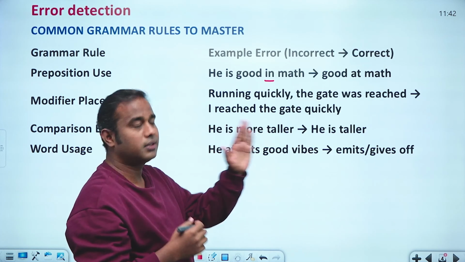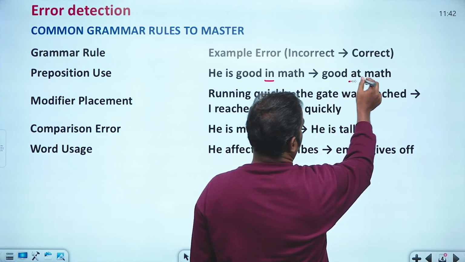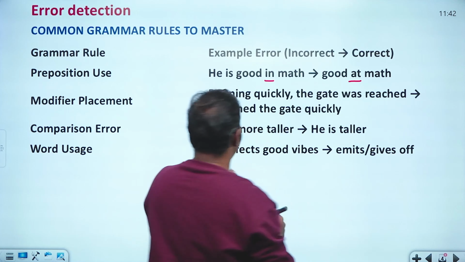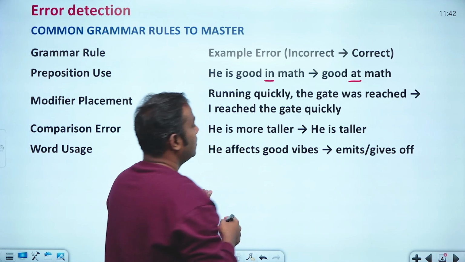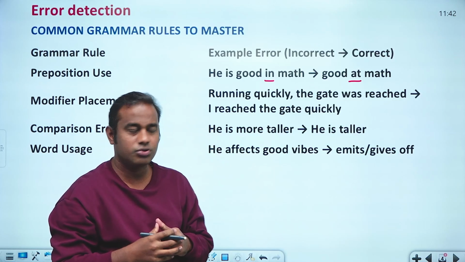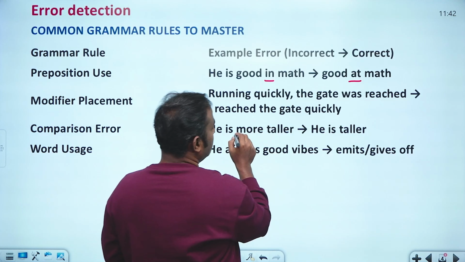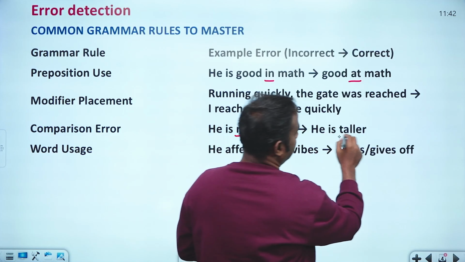So, he is good at math. Then like this, modifier placement errors. So all this, not only just one. Then comparison errors. Most people make mistakes in comparisons, like "he is more taller."